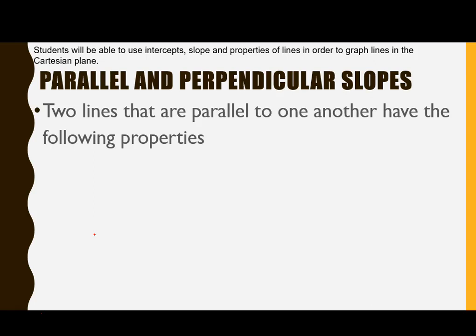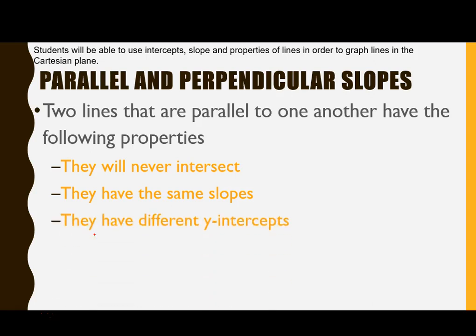Okay, parallel lines and perpendicular lines. Two lines that are parallel to one another have the same slope. They will never intersect. They will have the same slopes but different y-intercepts. What happens if they have the same slope and the same y-intercept? Well, yeah, they're the same line. Parallel lines are denoted by the symbol ∥, two parallel lines.